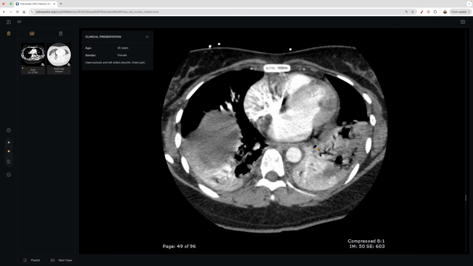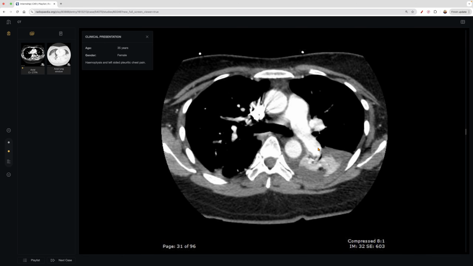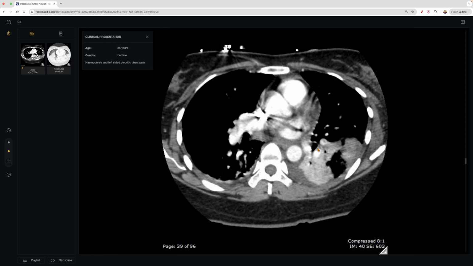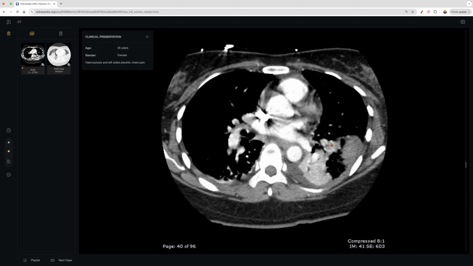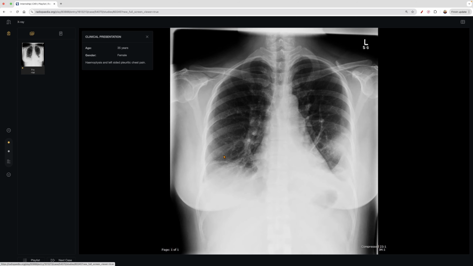And so if we scroll down on CT chest, let's see if we can find it. So we have here, there's actually an embolism here. And what we're seeing is actually blood. So this is alveolar pulmonary hemorrhage, essentially, due to a pulmonary embolism.